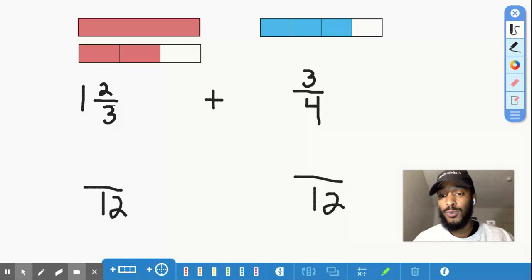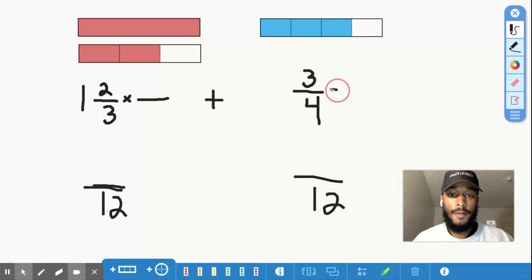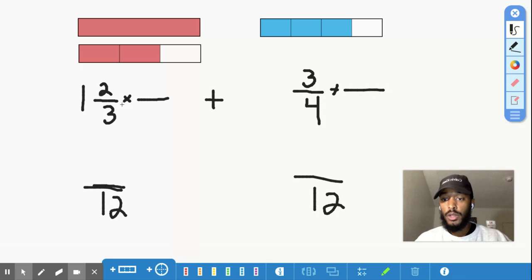So I'm going to rewrite the denominator as 12. Now I want to know what did I do to the 2/3 to get some number over 12? So 2 over 3 times what over what gives me 12? What I mean by that is the denominator of 3 times what gives me 12. 3 times 4 gives me 12. So 2 times 4 is going to give me 8. So I'm going to write my 8 as the numerator for my new equivalent fraction.